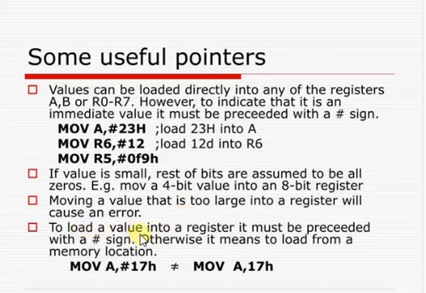To load a value into a register, it must be preceded with a hash sign. Otherwise, it means to load from a memory location. For example, the difference between these two: move A, #17H is not equal to move A, 17H. Here 17H represents a value, and the direct value is transferred to A. Here 17H represents a memory location, and the contents of memory location 17 are transferred to A. That's why these two are not equal.